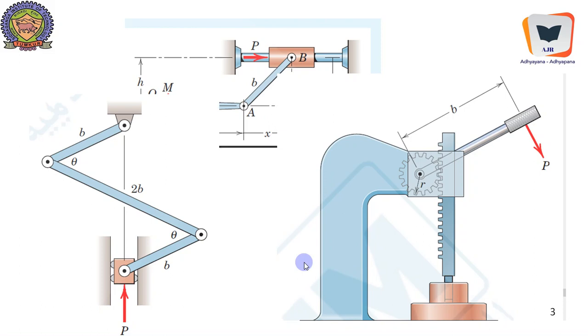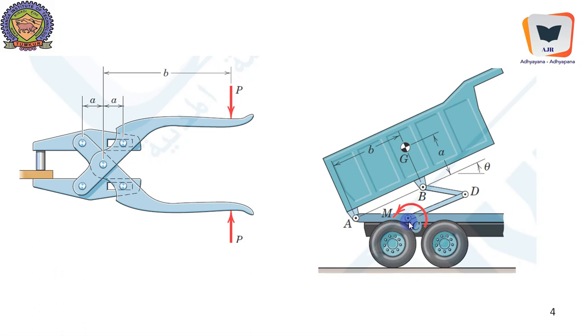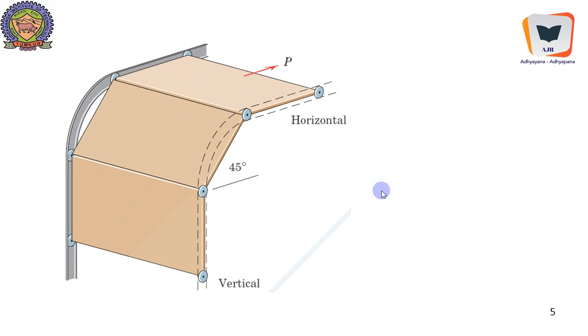So therefore, and this is a well-known example, maybe a paper punch, a small force P at this end is needed in order to create a hole in this paper, let us say. And here some kind of a small moment is to be applied. There is a lever provided, and we need to apply a small moment, which, by a system of these links, will be able to lift this dumper to a particular position so that the goods can be dumped.